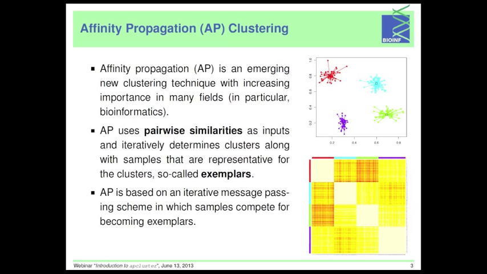It's something that exists. Whereas if you map a biological sequence to a vectorial structure and then do an average, then you have an average that doesn't really correspond to a sequence that really exists. Affinity propagation is based on an iterative message passing scheme in which the samples compete for becoming exemplars. I will talk a little bit about that later on.